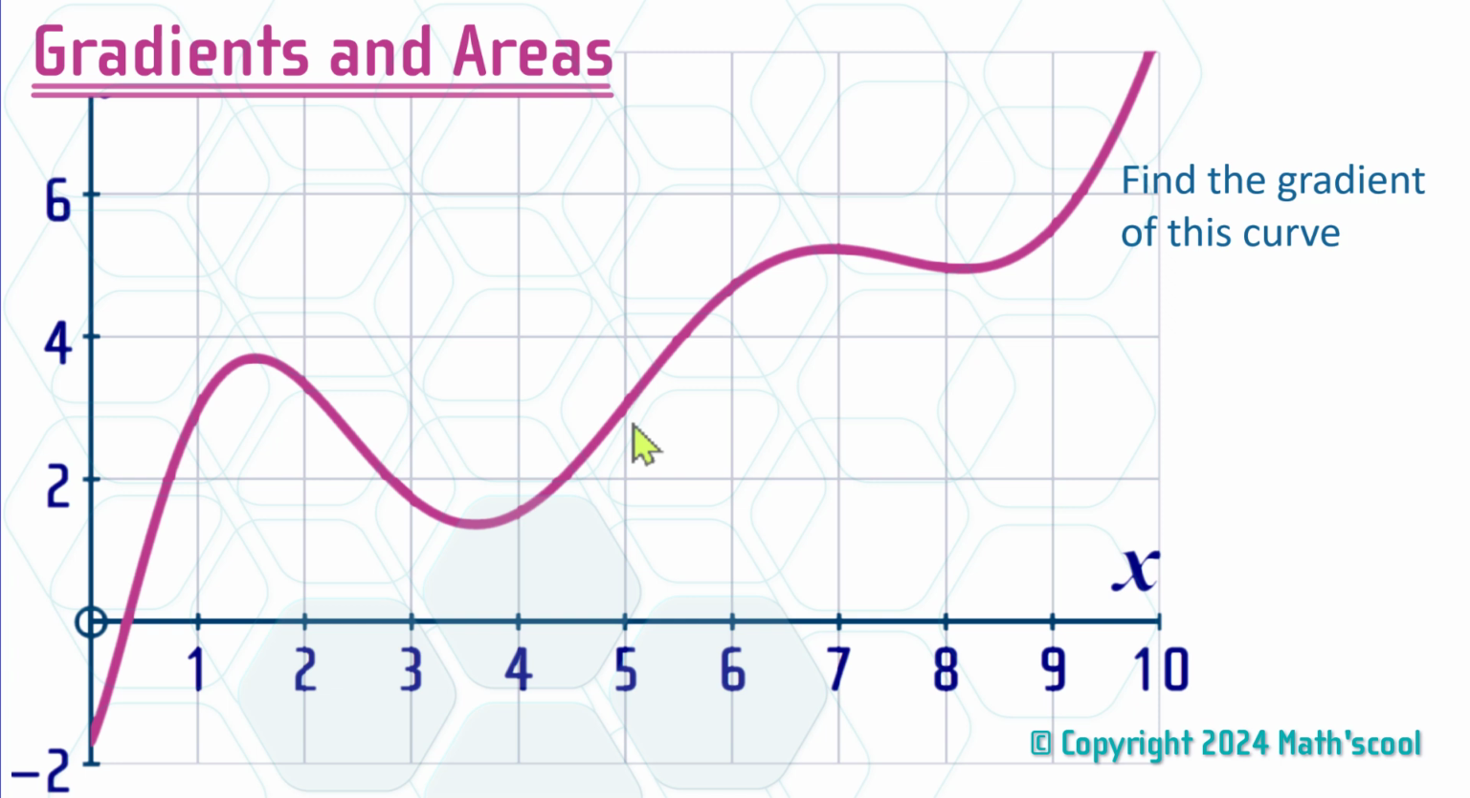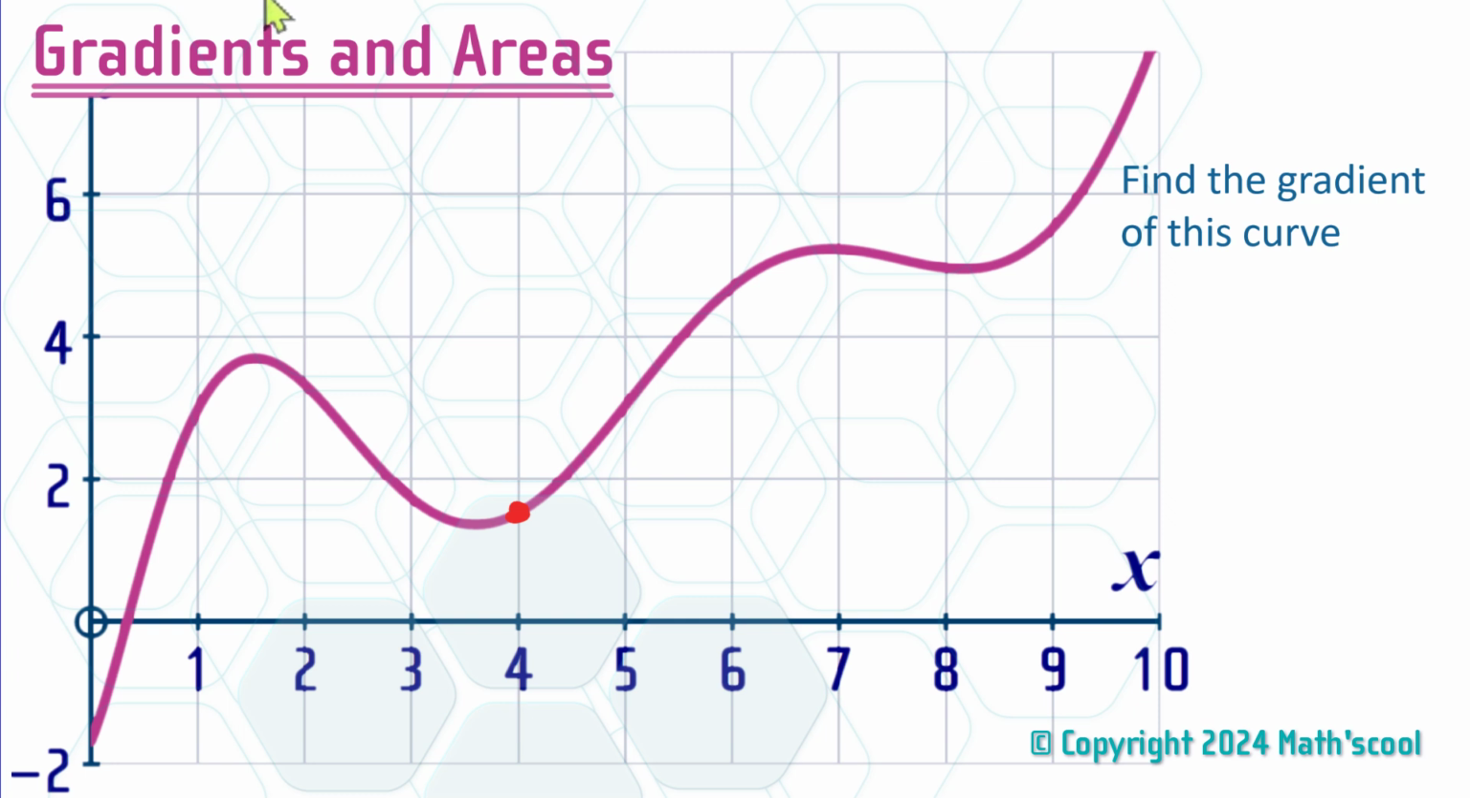You'd be much better off asking the question, find the gradient of this curve at a particular point. So let's choose the point here at x is 4. Let's find the gradient at x is 4. So what I want to do is draw a tangent to the curve.